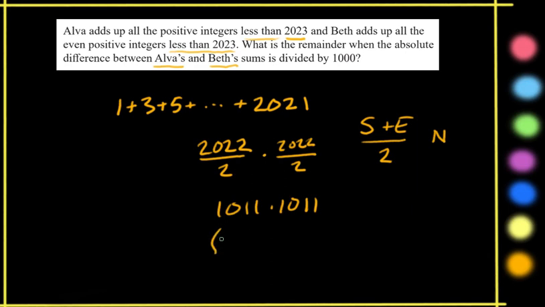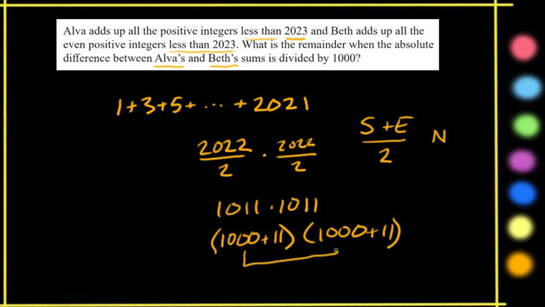But one way to think about it is you've got 1,000 plus 11, and you've also got 1,000 over here plus 11. If you do FOIL on this, you're going to get first, that's going to be divisible by 1,000. Outside, that's also going to be divisible by 1,000. Inside, that's also going to be divisible by 1,000. So only the last ones, 11 times 11, is the part that's not going to be divisible by 1,000. So it's just 11 times 11, which is 121, is the answer to that one.